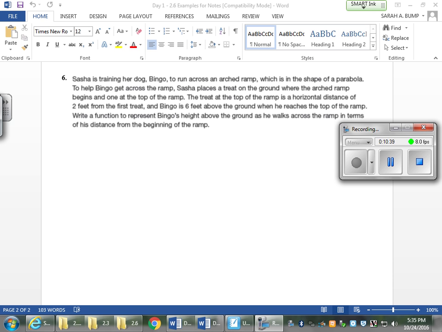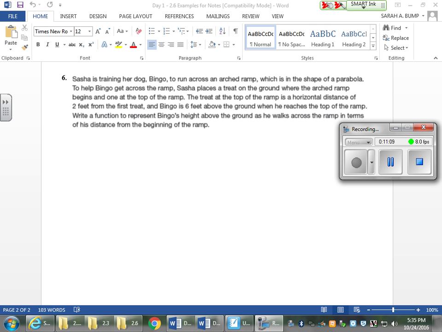It says Sasha is training her dog Bingo to run across an arched ramp, which is in the shape of a parabola. To help Bingo get across the ramp, Sasha places a treat on the ground where the arched ramp begins and one at the top. The treat at the top is at a horizontal distance of 2 feet from the first treat, and Bingo is 6 feet above the ground when he reaches the top of the ramp. We're going to write a function to represent Bingo's height above the ground as he walks across the ramp in terms of his distance from the beginning.